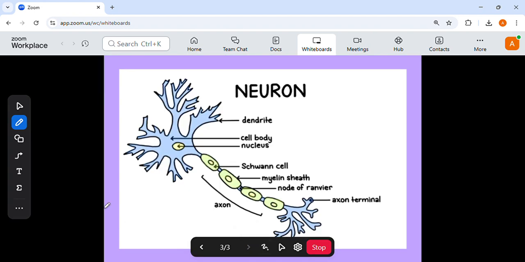Now let's see the structure of neuron. So neuron has three parts: cell body, dendrite, and then axon. First of all, you can see this branched structure, nothing but the dendrites, which is going to get the stimulus. First the stimulus comes to which part? Dendrites. Then it is going to pass it to the cell body, also known as cyton or soma.